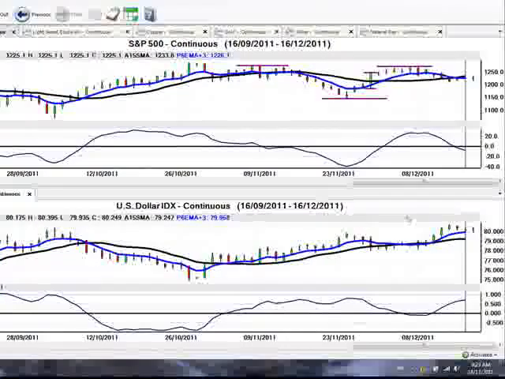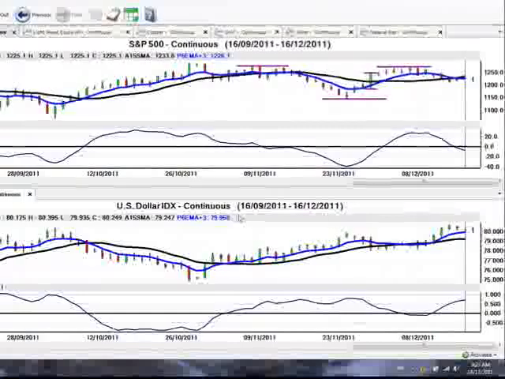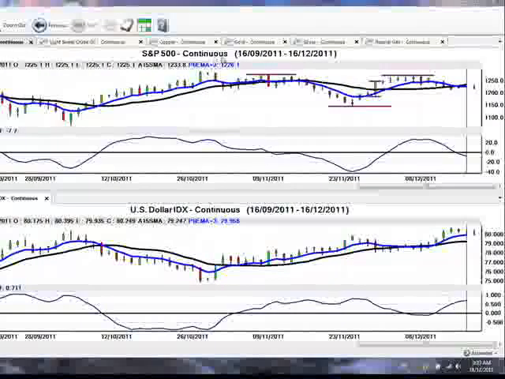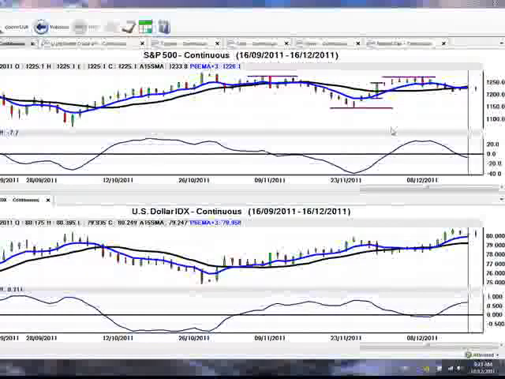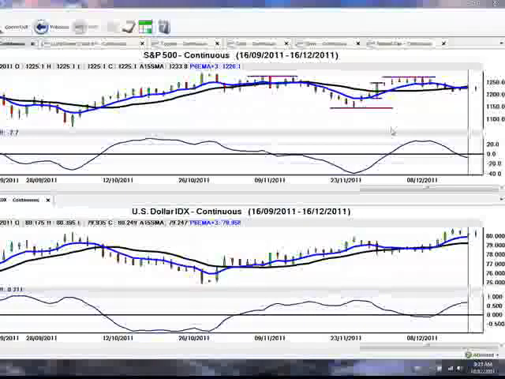What you can see here is I have a split screen. I have the US dollar index on the bottom. I have the S&P 500 continuous contracts on the top, and what we're going to do is some comparative analysis to see if we can gauge how the global economy looks going into the end of 2011, more importantly in these last two trading weeks, what we can expect.